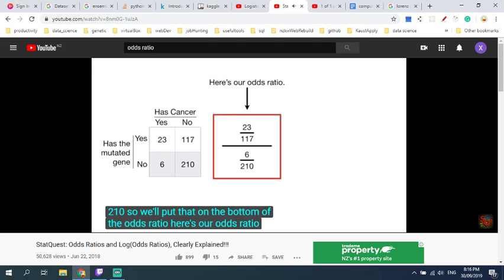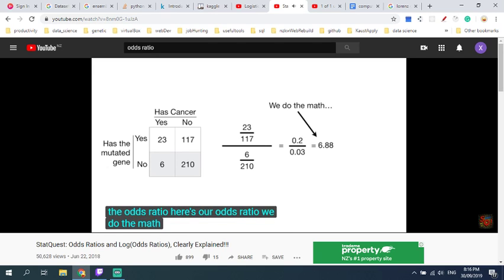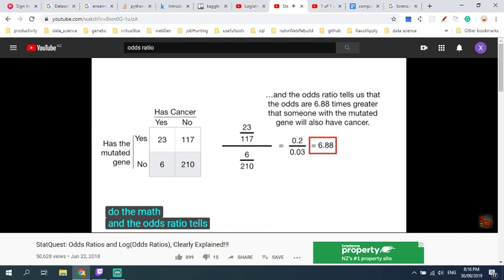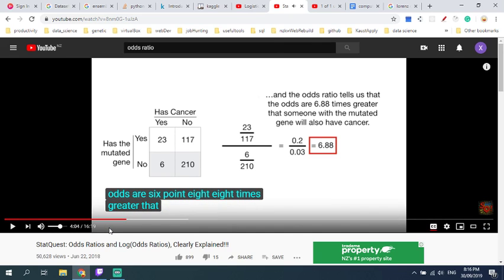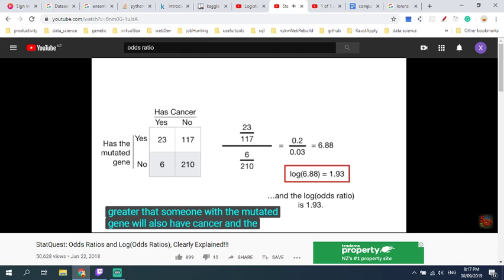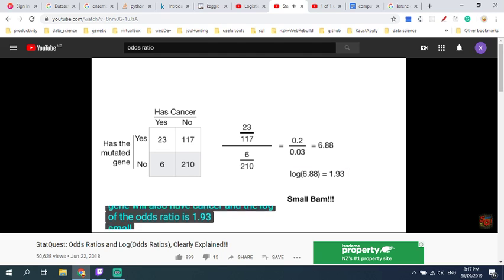Here's our odds ratio. We do the math, and the odds ratio tells us that the odds are 6.88 times greater that someone with the mutated gene will also have cancer. And the log of the odds ratio is 1.93. Small bam.